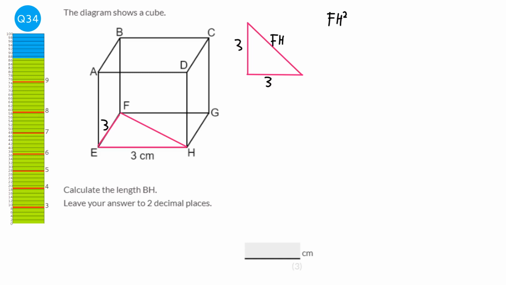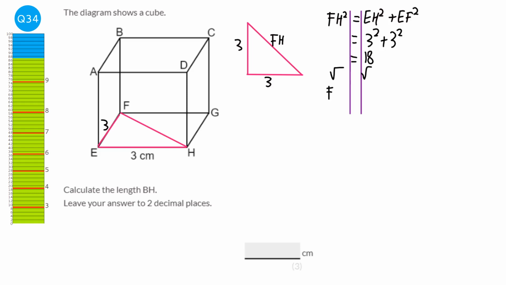We know we're going to use Pythagoras for it because we've got a right angle triangle and we've got 2 sides and we're looking for the third side. So that's going to be EH squared plus EF squared. Let's get our tram lines in. So that's going to be 3 squared plus 3 squared, which is 9 plus 9, which is 18. Square root both sides, find out what FH is, which is going to be 4.242 recurring. We could have left it as square root 18.